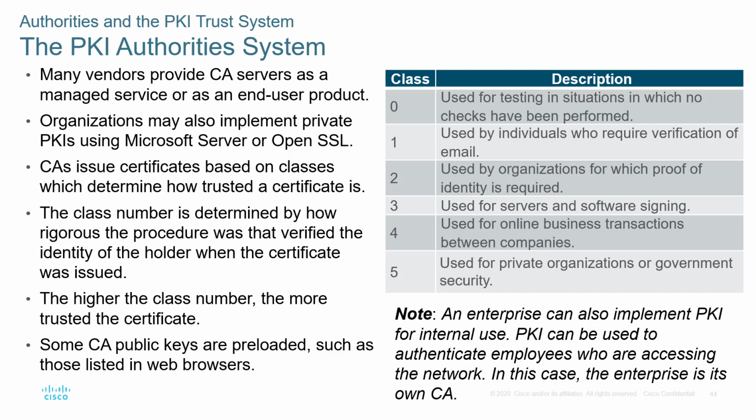The class number is determined by how rigorous the procedure is. How much do we want to verify? Not all certificates are created equal. If you want to have a trusted site that is the highest level security, you may go for a Class 5. If you are a business selling something online, you'd go for a Class 4. If you are a personal website not really doing anything, you may go for a Class 1, maybe a Class 2. The higher the class, the more money you're paying. The higher the class, the more trusted the certificate is.